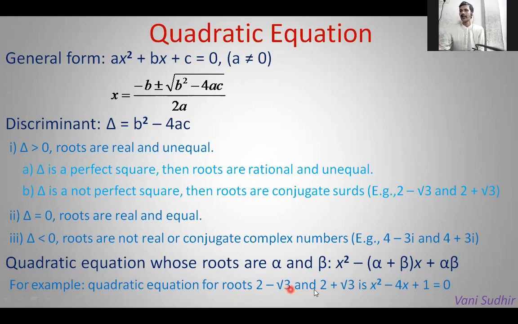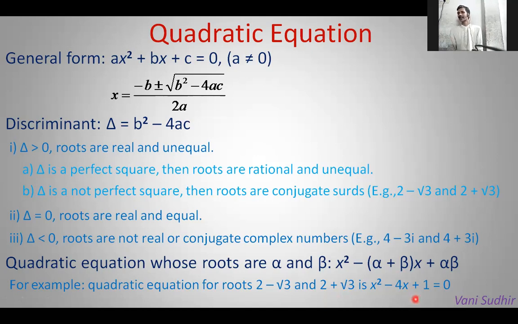If we add, minus root 3 and plus root 3 will get cancelled. 2 plus 2, 4. So alpha plus beta is 4. Minus of alpha plus beta is minus 4. So the x coefficient is minus 4. If you multiply these two things, it is a minus b and it is a plus b. You can apply the identity a square minus b square. That is 2 square minus root 3 whole square. That is 4 minus 3, 1. So the product of the roots is 1.